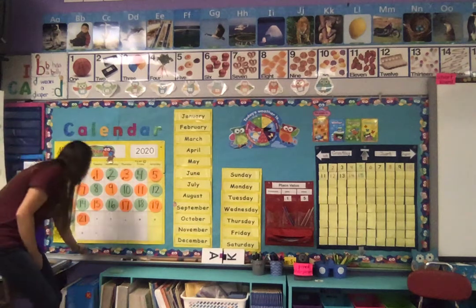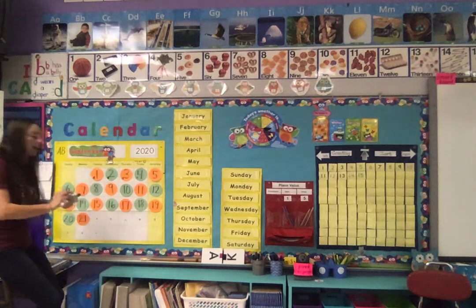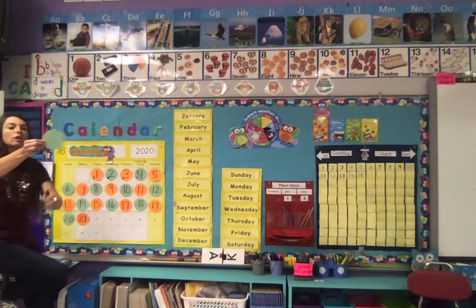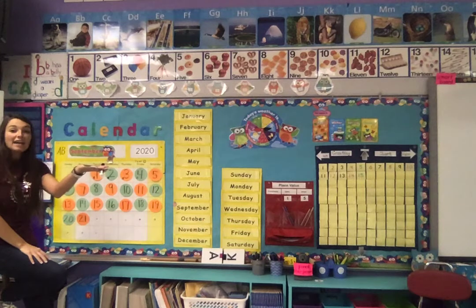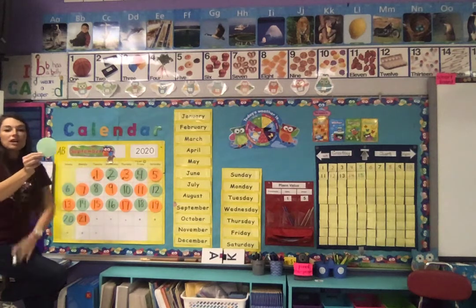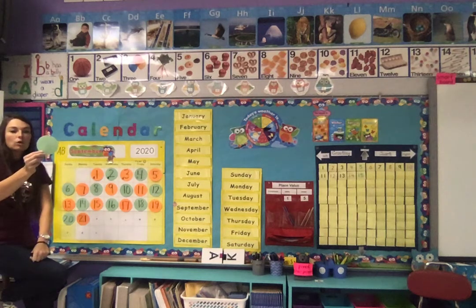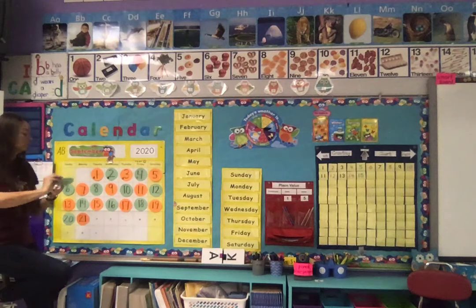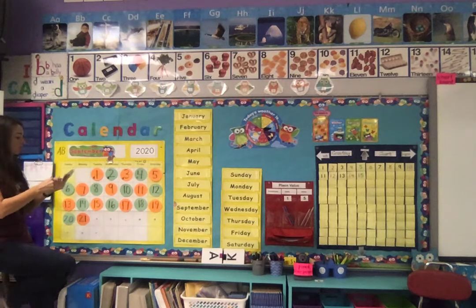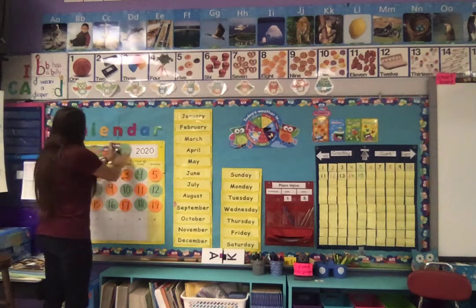And remember that our shape this month on our calendar is a circle. Remember that a circle is a flat shape. It does not have any lines. It's made from a curve. It doesn't have any corners, no sides, no corners. This is a circle. And I'm going to write the number 22 on our green circle.